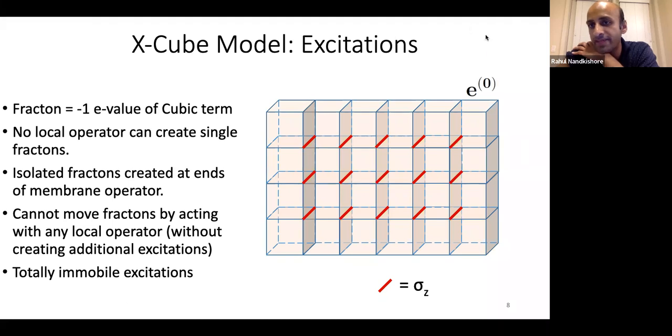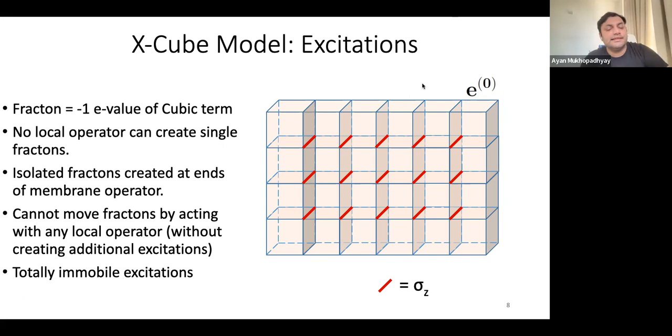So that's the basic, simplest realization that I know of this fracton property, that you get elementary excitations which are immobile under local perturbations and therefore under local Hamiltonian dynamics.